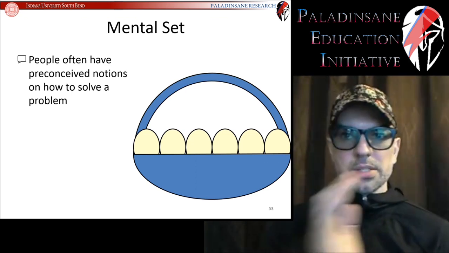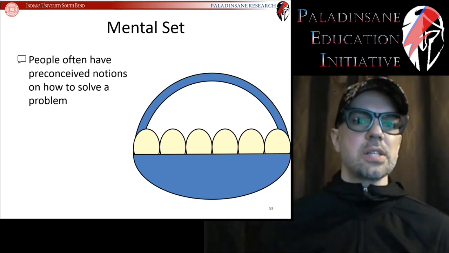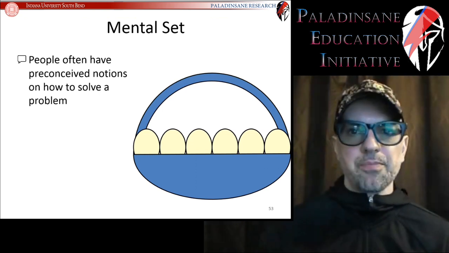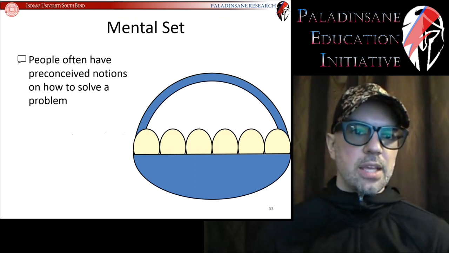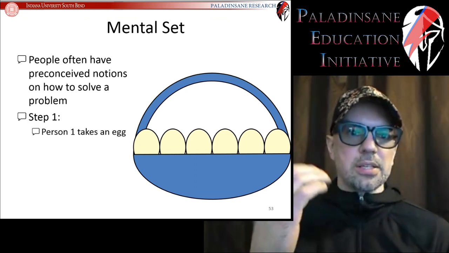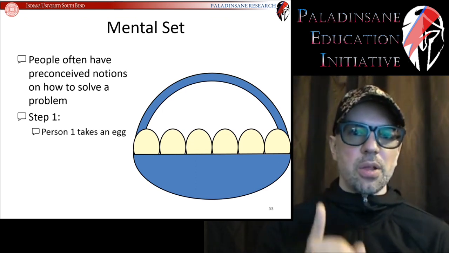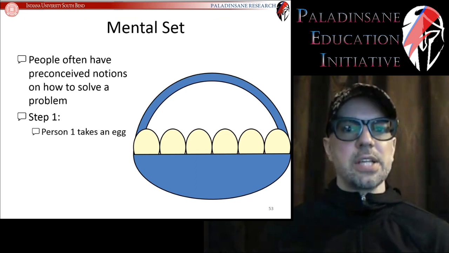So that's our goal. 6 people take an egg, 1 egg left in the basket. That's our goal. So we're going to start solving this problem step by step. And step number 1 is that person number 1 takes an egg. So we're mentally thinking about this and we say, all right, we got 6 eggs in a basket. We want to get it down to only 1 egg in a basket. Person 1 takes an egg.